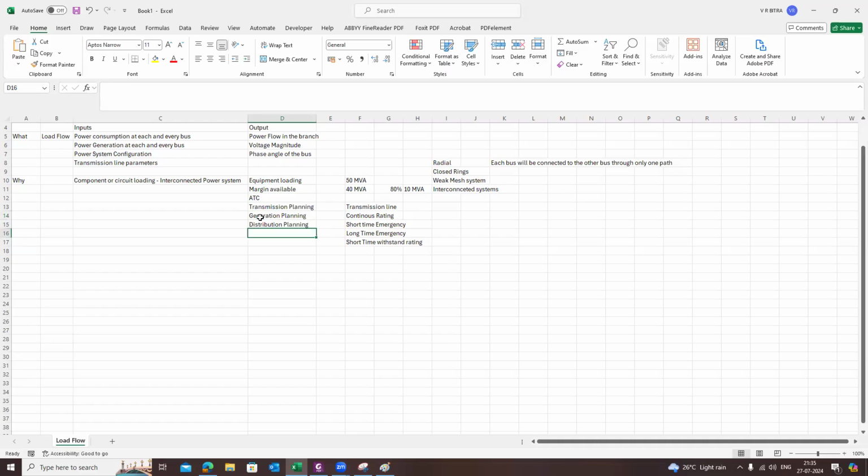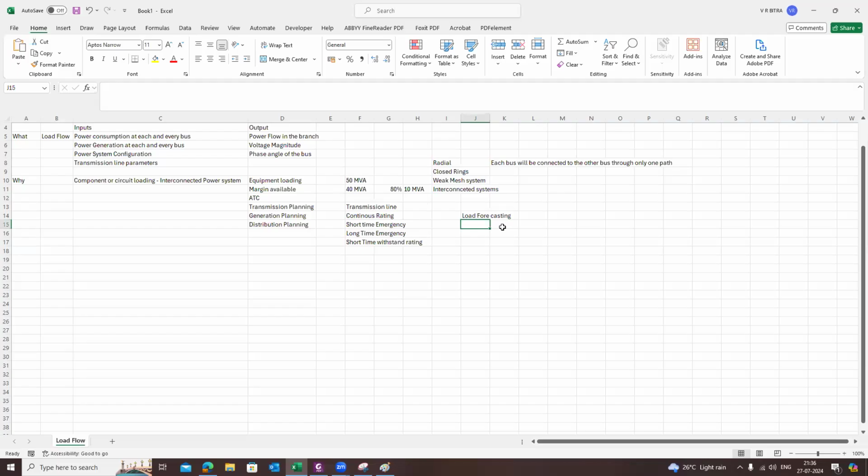Okay. And again, when we say generation planning, transmission planning, distribution planning, again, this is for the short time, medium time, and the long time, right? So this all comes under the bucket of the load flow itself: generation planning, transmission planning, and distribution planning. And this generation, transmission, and distribution planning has to be planned perfectly with respect to the load flow analysis. And for that, you need to perform another study that is called the load forecasting.